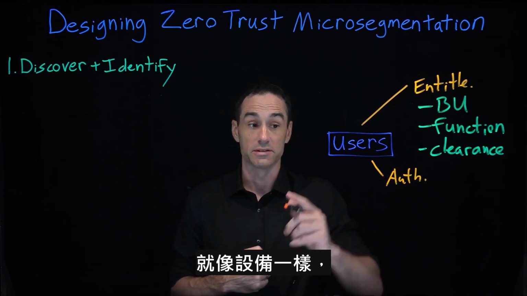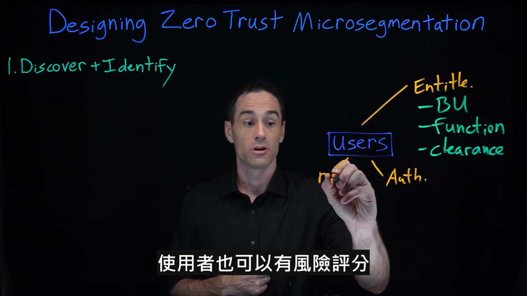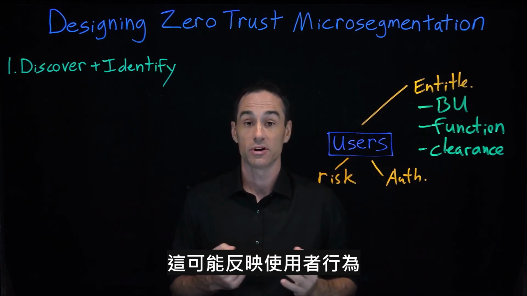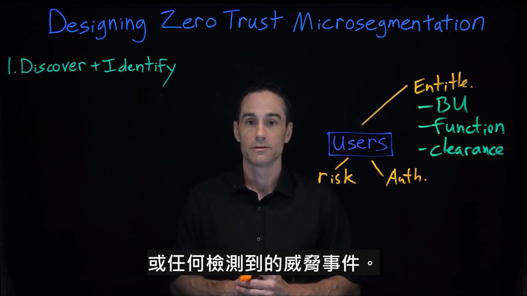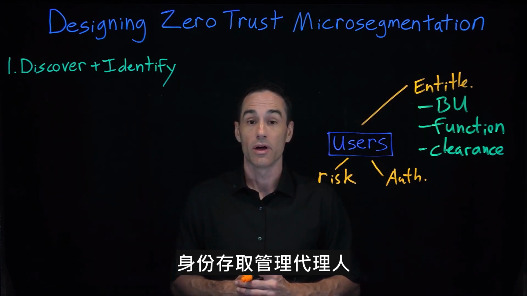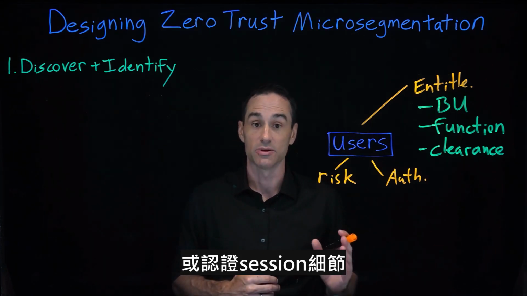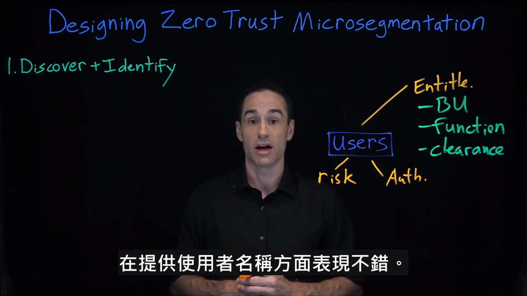And just like devices, users can have a risk score associated with them as well. This might reflect on user behavior or any detected threat events. So how do we get this information? Well, identity access management brokers or authenticated session details are pretty good at providing the user account name.